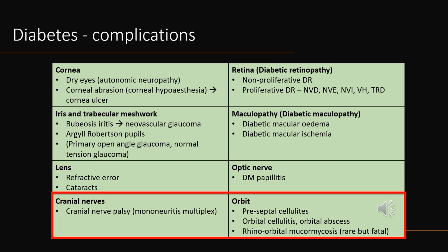As I said, it can also affect structures outside the eyeballs. The cranial nerve leads to cranial nerve palsy and diplopia. It can affect the eyelid and the orbit. Now, if the infection, the cellulitis, is superficial, then it should be safe. However, they may infiltrate the deeper part and affect the orbit, leading to orbital cellulitis and even orbital abscess. Rhino-orbital mucormycosis is a fungal infection of the lacrimal system. It's rare, but it's fatal.